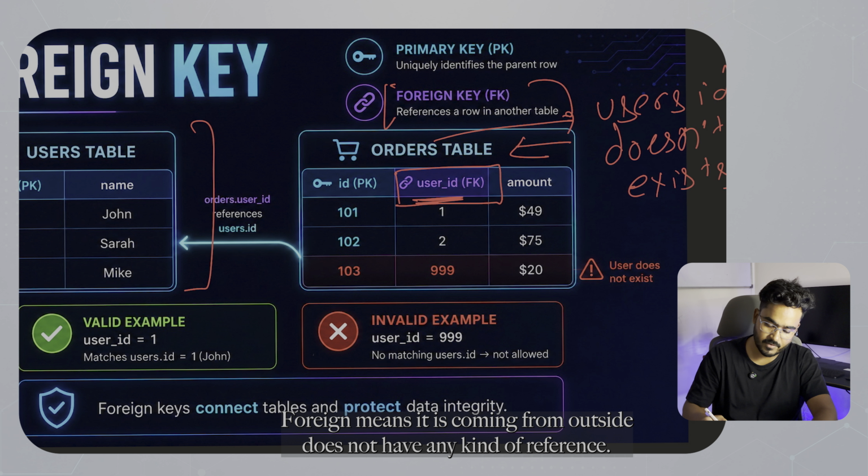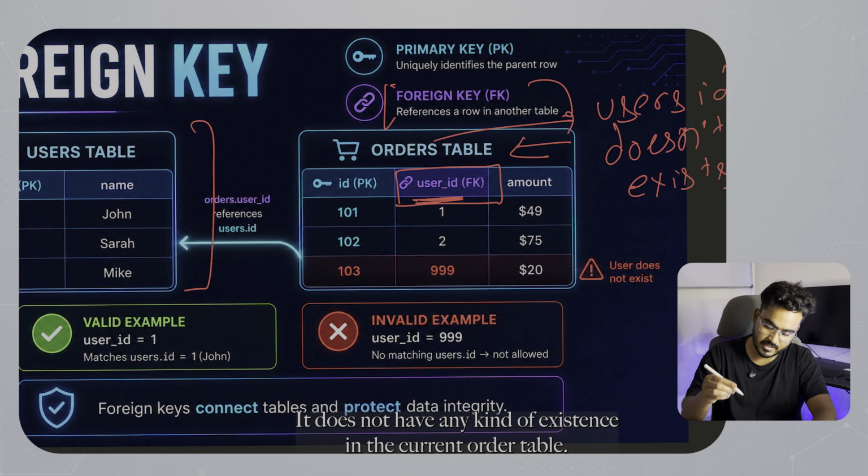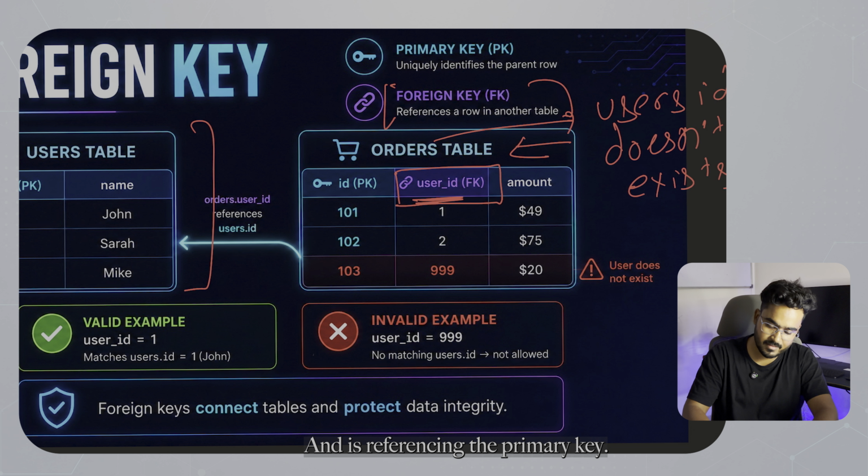It does not have any kind of reference. It does not have any kind of existence in the current orders table, and it is referencing the primary key. That means it's a unique key outside of the orders table. So when we reference any kind of unique key outside of the current table, then it is called a foreign key.